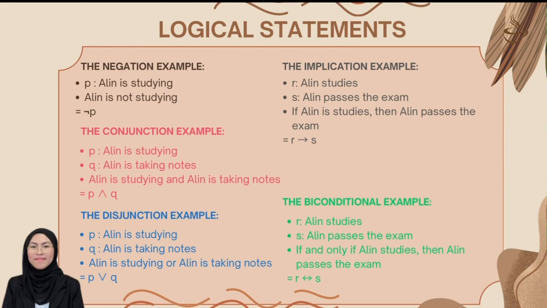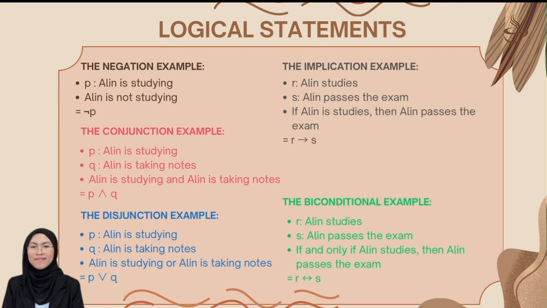The third one is the disjunction. Statement P, Alin is studying. Statement Q, Alin is taking notes. So if we use disjunction logical connective, we need to put it in the middle, between P and Q statement. So the statement will be Alin is studying or Alin is taking notes. Based on the logical connective P or Q, statement P can be either true or false. Same for the statement Q. It can be either true or false, and the whole statement will be true.